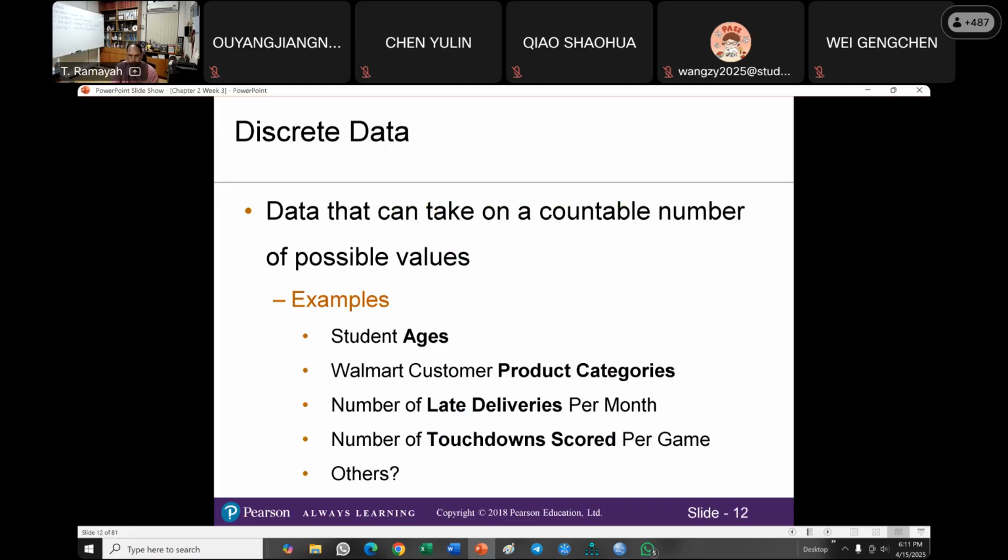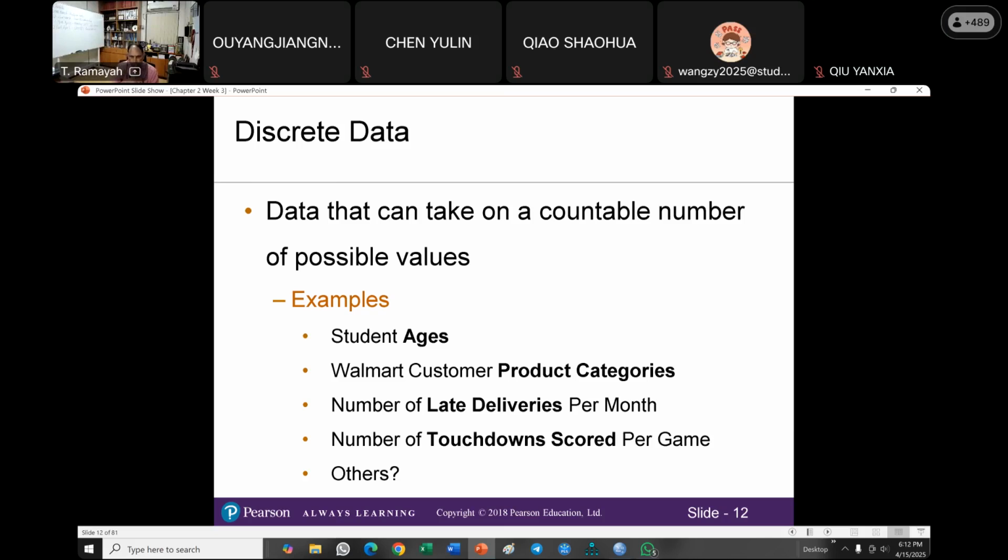So to do a frequency distribution, your data must take on countable numbers. Countable numbers means you can count how many categories you have. It cannot be too big a number, which is uncountable. Then we can do a frequency distribution. For example, we have student ages. We can divide them into different age groups. Walmart customer product categories, we have different product categories, number 1 to number 11.